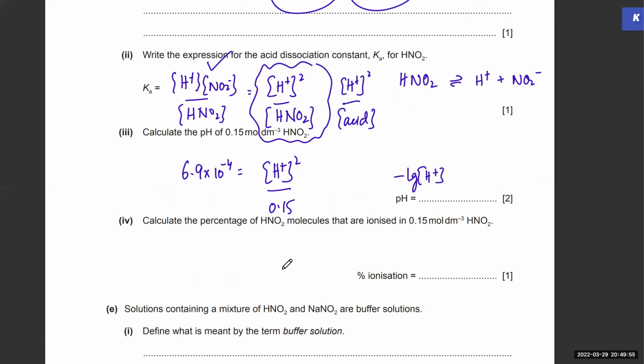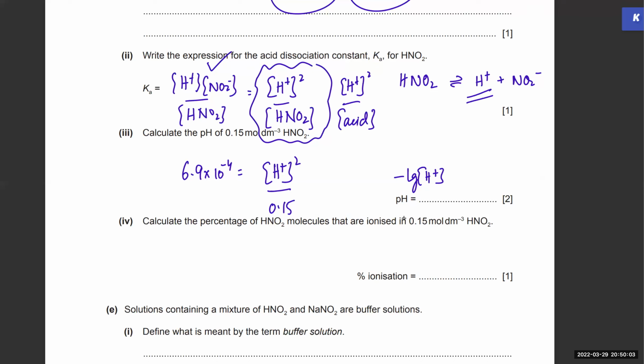And he's also talking about the percentage of HNO2 molecules that are ionized. So you can calculate that. Once you have the H+ concentration, that is the amount of HNO2 ionized because it's 1:1. So out of 0.15 mole per dm cube, that will be the amount of H+ that is ionized. So you can find the percentage. Is that clear as well?